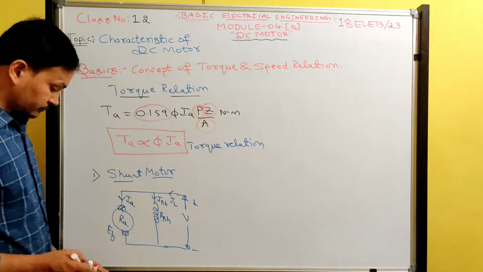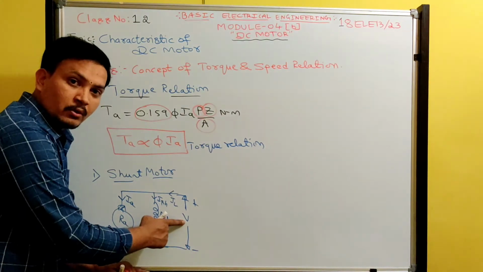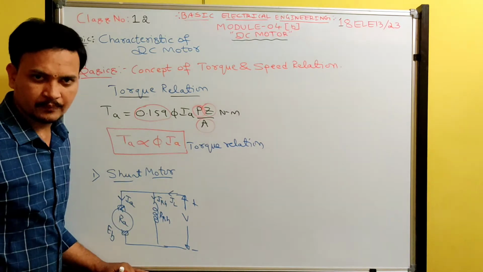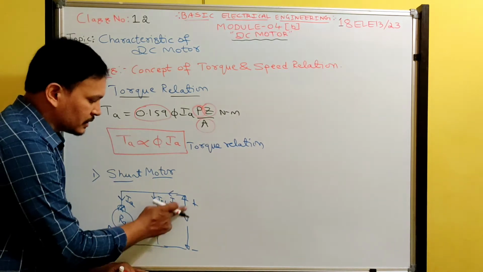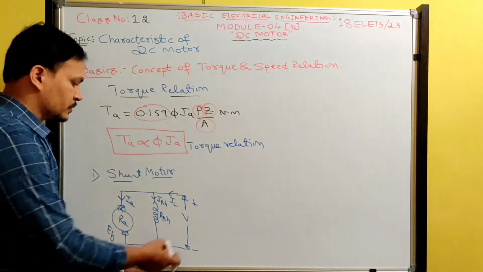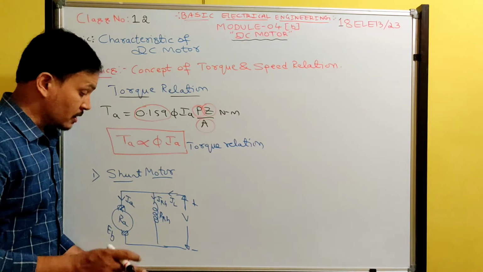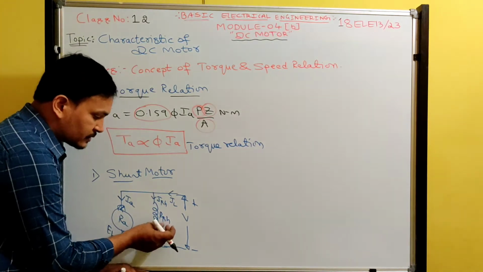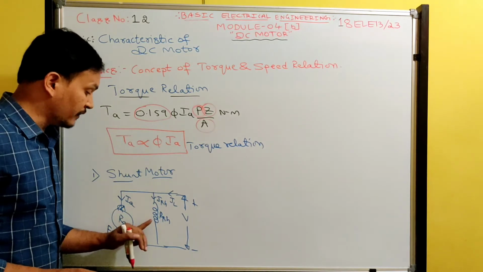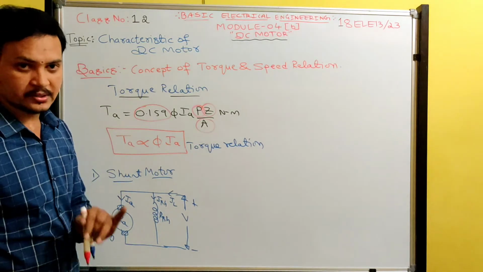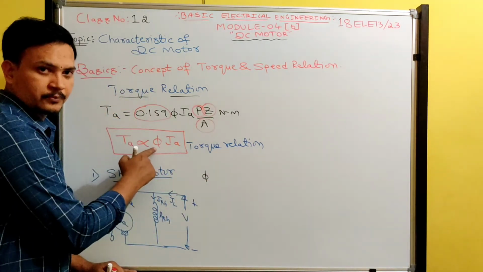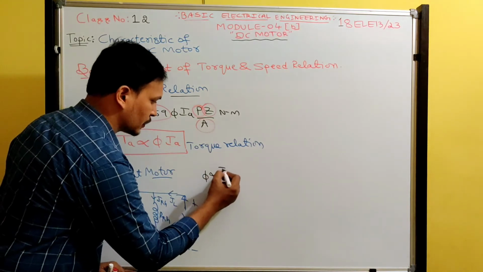As long as the supply voltage is constant, the current flowing in the shunt field winding is constant. If I increase the voltage, the current flowing through the shunt field winding also increases. If voltage decreases, current also decreases. But when the shunt field resistance is fixed, under that condition, the field winding will carry a constant field current. So here the flux is there, and this flux is proportional to field current.